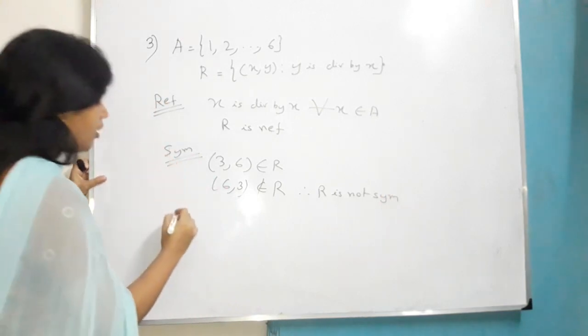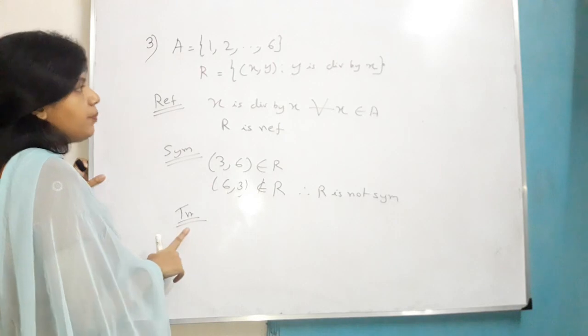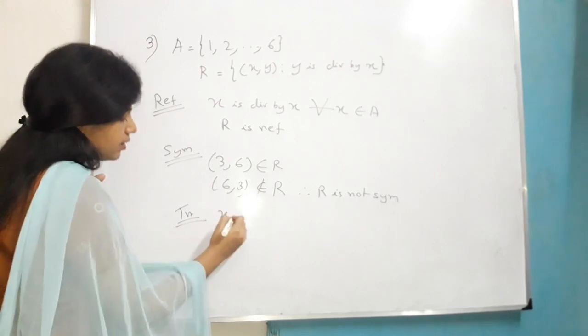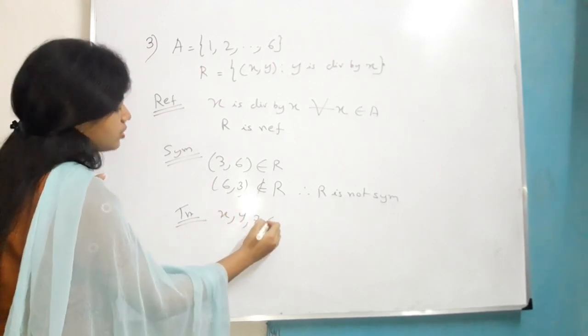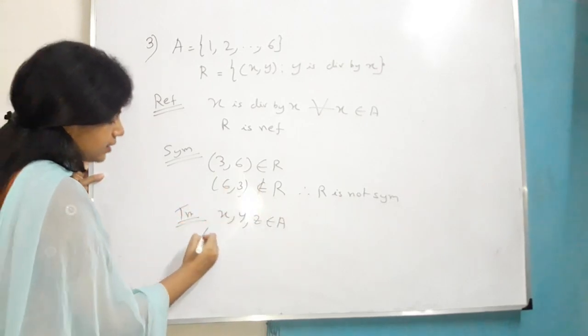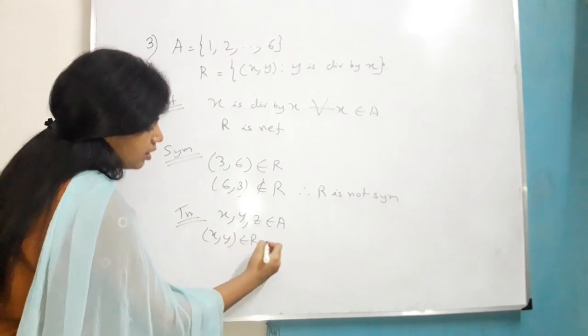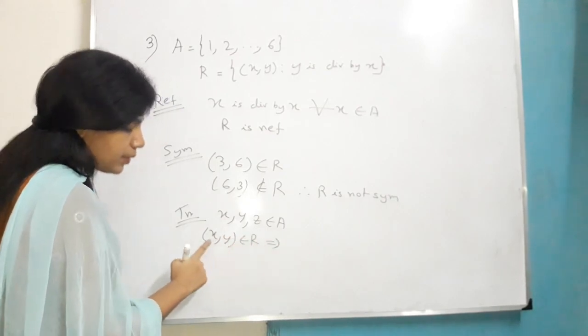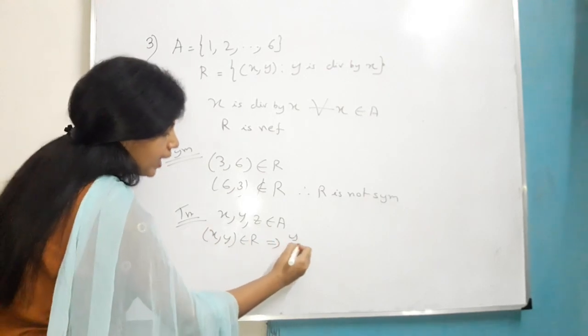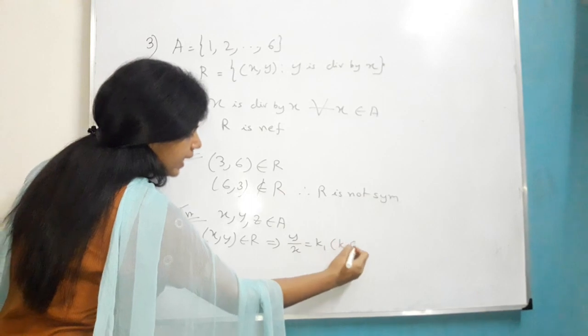Next, I will check for transitive. So for this one, I will take x, y, z. x, y, z belong to A. Now, y is divisible by x. That means (x, y) belongs to R. So y is divisible by x means we can write y by x equals k1, where k1 is any integer.